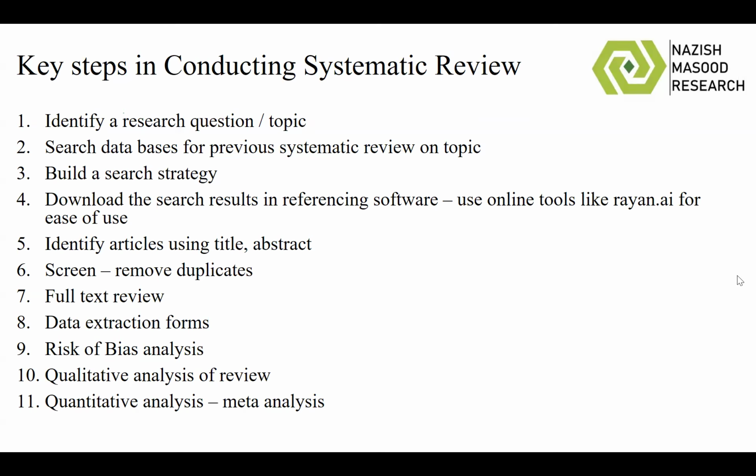So just doing a recap of what we have done on day one. In that recap, we are looking at the key steps of conducting a systematic review. In that, the first step is to identify the research question, the research topic. That's followed up with identifying the databases that you will search, and then you build your search strategy on those databases.